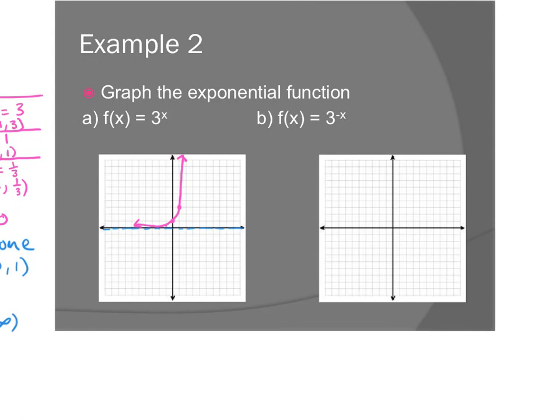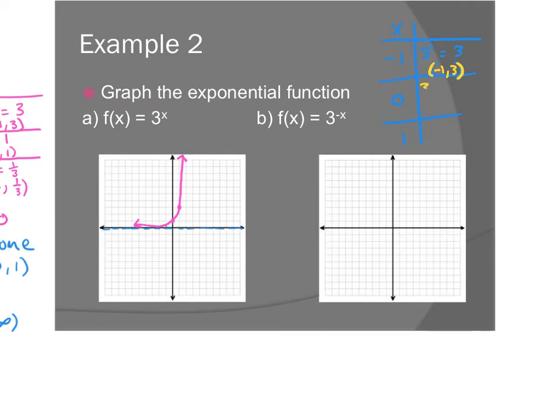All right, let's graph our second one. We have 3 raised to the power of negative x. Again, we're going to plug in points. Let's plug in the same points: negative 1, 0, and 1. When we plug in negative 1, we have 3 raised to the negative negative 1, so 3 raised to the 1, which is 3. So what's our point here? Negative 1 comma 3.